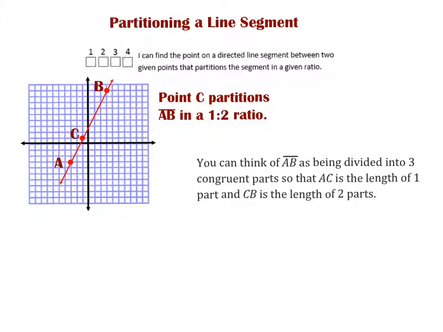So point C has divided our segment AB in this ratio 1:2, which means that the length from A to C, if we were to multiply it by 2, would give us the length from C to B, since we're in a 1:2 ratio. You can think of segment AB as being divided into 3 congruent parts, so that the length of AC is the length of one part, and the length CB is the length of 2 parts. Alright, so let's take a look at an example problem.